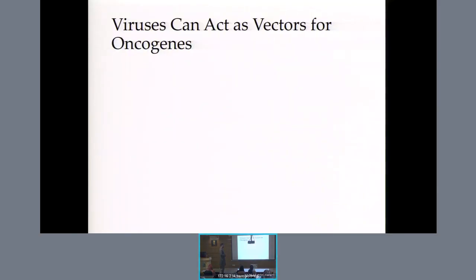So viruses can act as vectors for oncogenes. So we asked how we identify that a virus can be a vector. So they did a simple experiment. You can take a fibroblast cell line, put the virus on it. The virus will do something that will quickly turn those normal cells into tumor cells. You can do it in your lab if you have the virus.